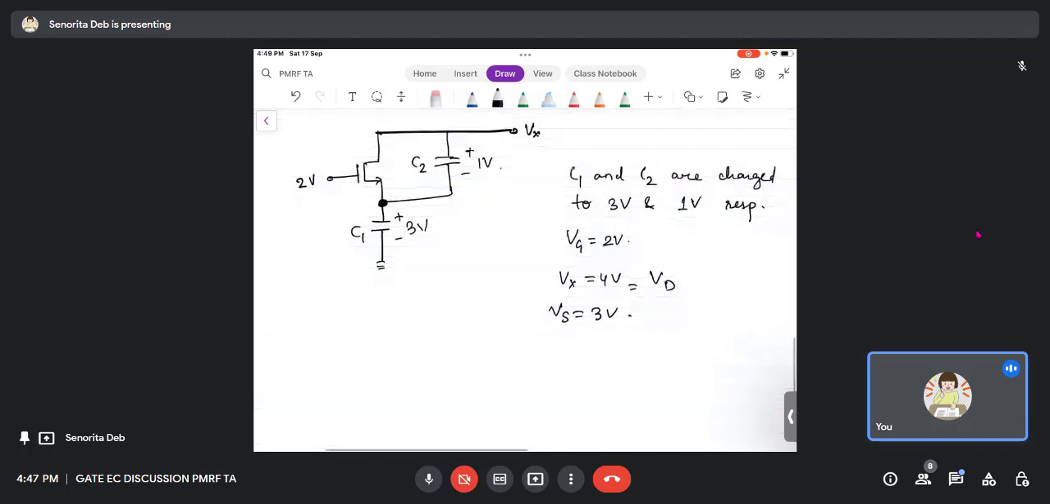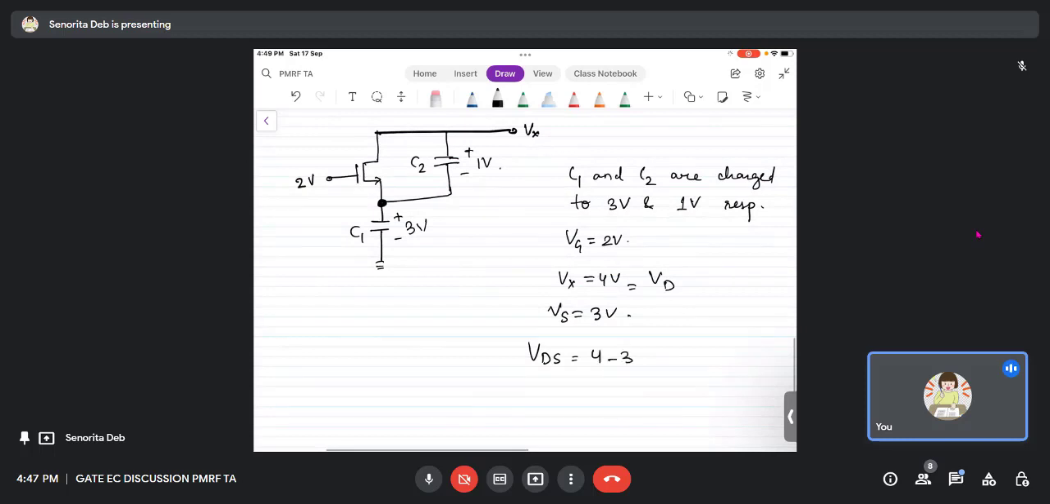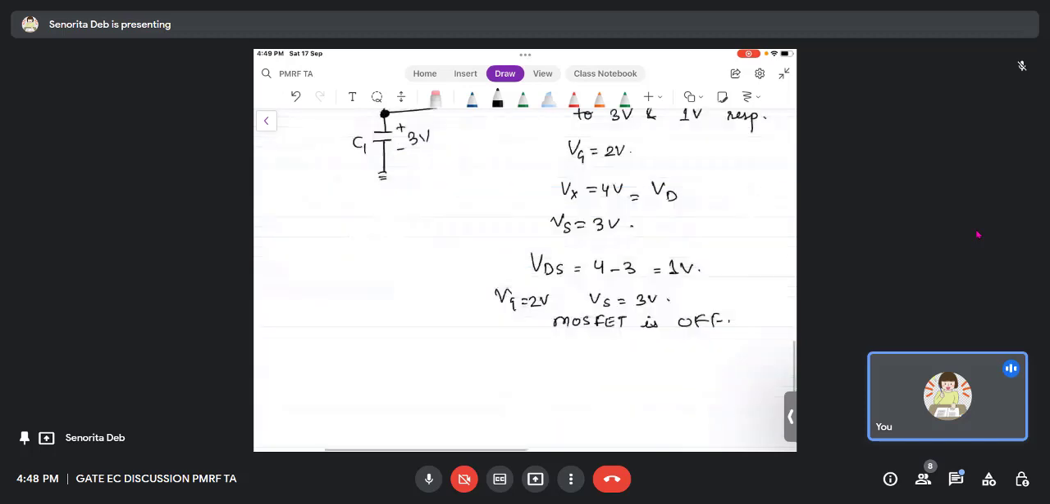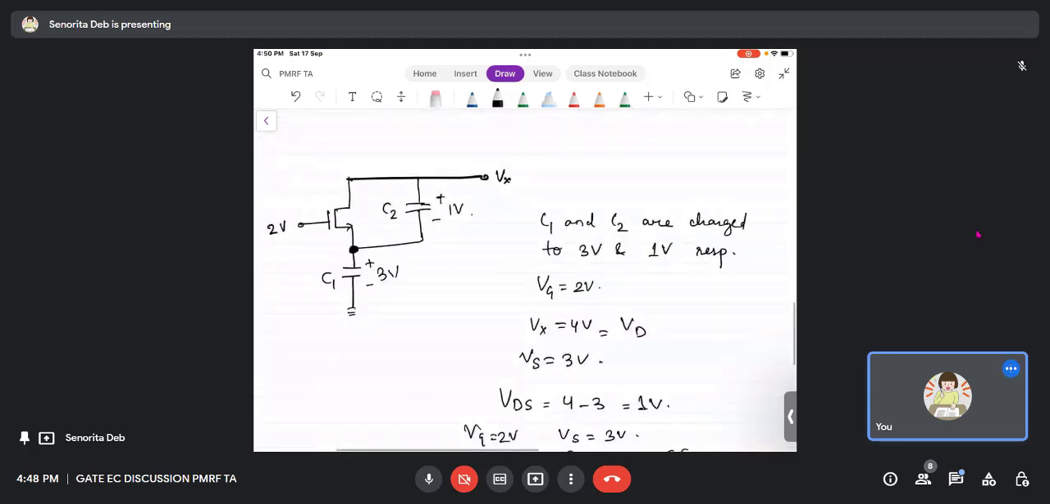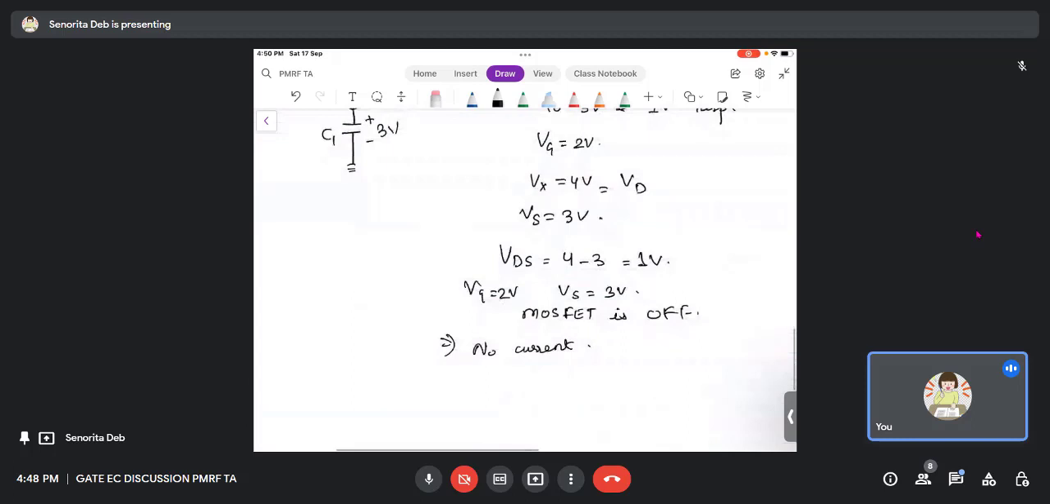So what is happening? Vds, if you see, what is it? 4 minus 3, 1 volt, right? And Vg is 2 volts and Vs is 3 volts. That means the MOSFET is off. So if the MOSFET is off, there is no current. That means whatever charge the capacitor is having, it will hold that charge. And therefore Vx will be 4 volts only.